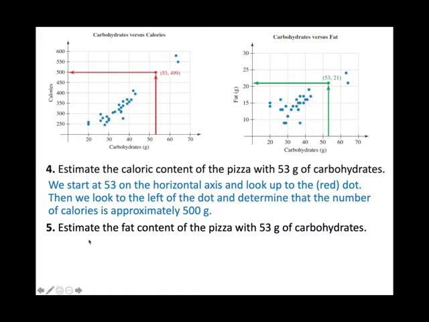Try to do number 5. Same idea. Estimate the fat content of the pizza with 53 grams of carbohydrates. So 53 grams is somewhere like here, going up to the point, then go to the left. You're going to see this is going to be 21 here.